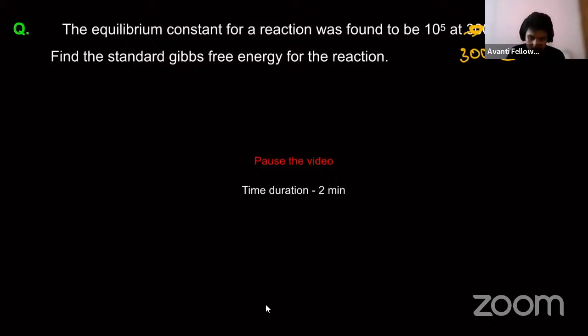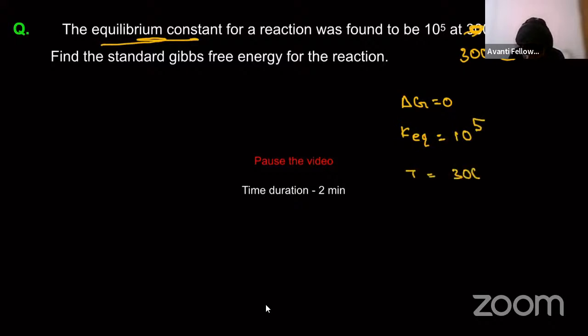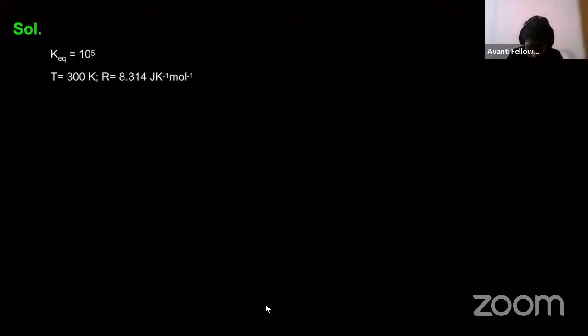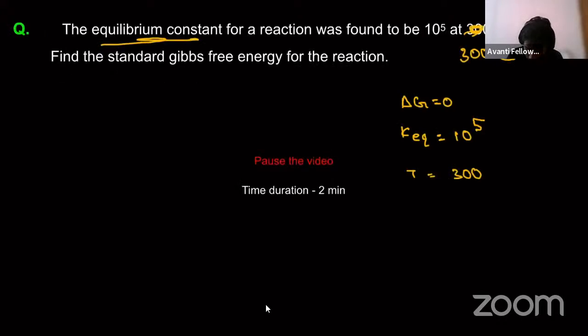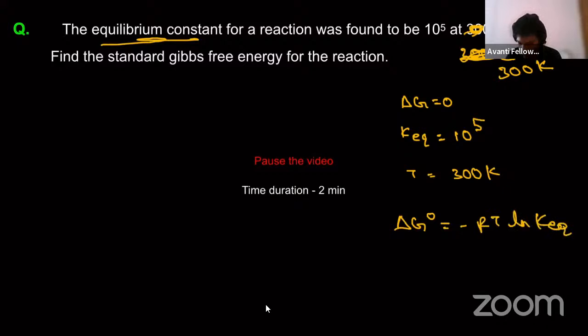Hope you are done. First thing, keep in mind what is given. Write it down first. He's saying equilibrium constant, that means already delta G is equal to 0. And he gave equilibrium constant is equal to 10 power 5, and temperature is given, that is 300 Kelvin, sorry, not degree centigrade. It is 300 Kelvin. What you need to do is just directly substitute in delta G naught is equal to minus RT ln K equilibrium. Just substituting in this equation, you'll get the answer, right?